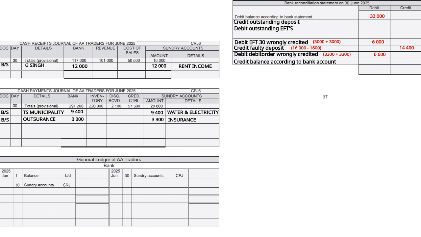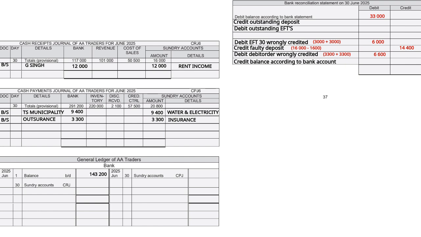We can also enter our opening bank balance in our bank account. We will get that from our bank reconciliation statement on 31 May. Debit balance according to bank account 143,200. So let's go put that opening balance in so long. 143,200.